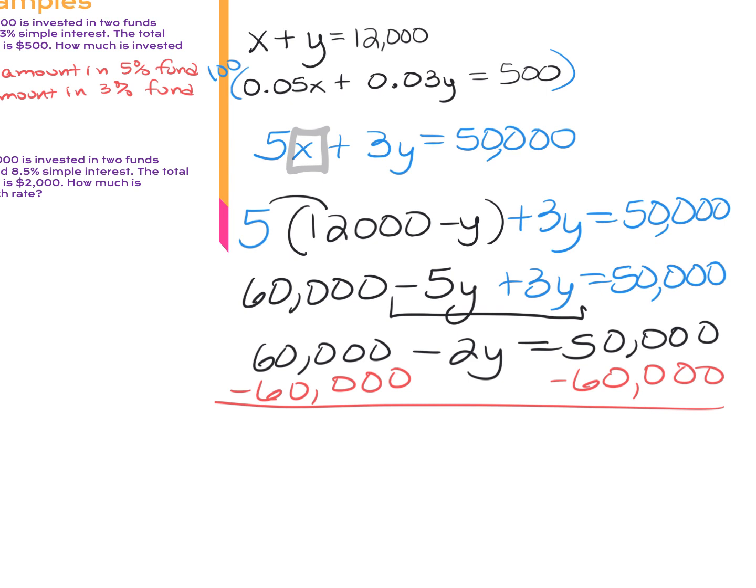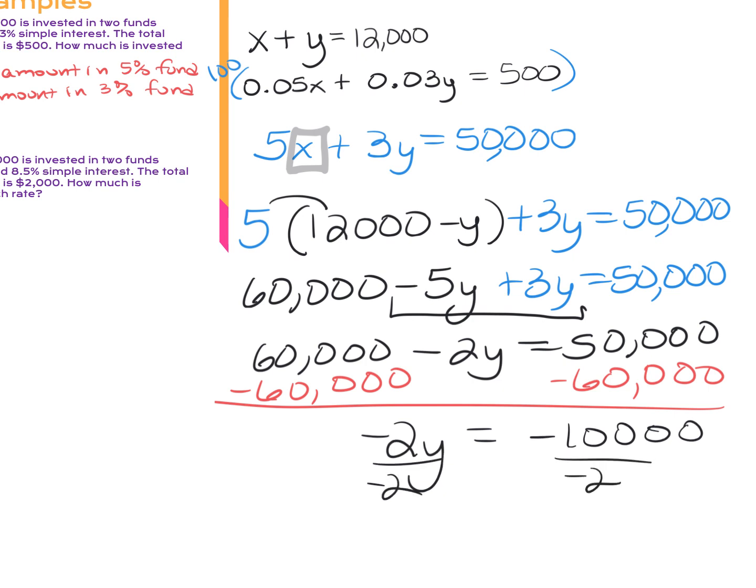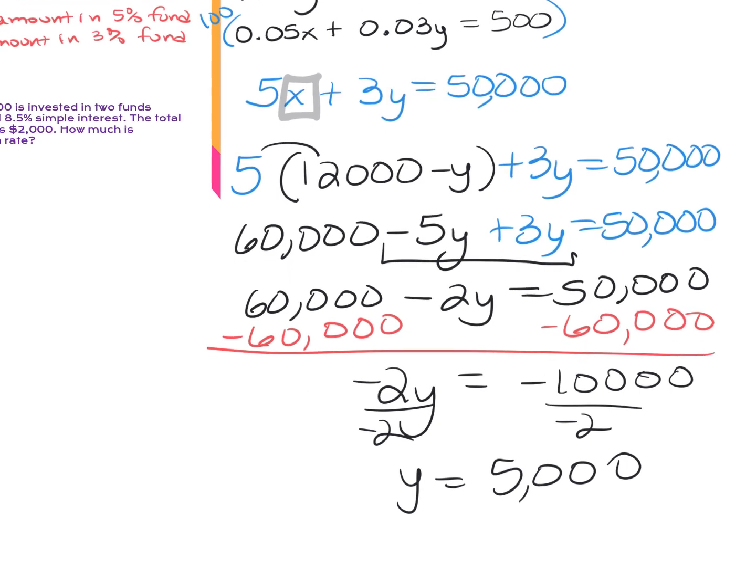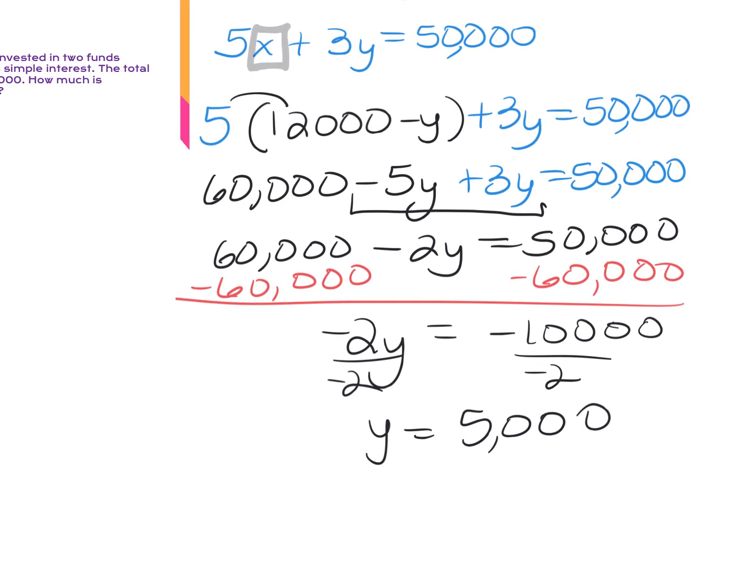And I get negative 2y is equal to negative 10,000. Divide by negative 2. And negative 10,000 divided by negative 2 gives me positive 5,000. So $5,000 was invested at the 3% fund. And now I need to find the amount invested at the 5%.